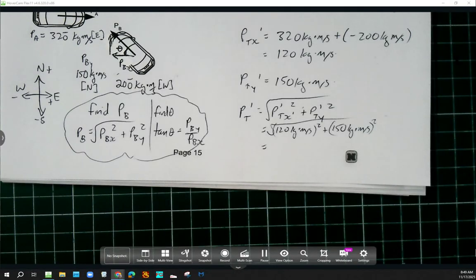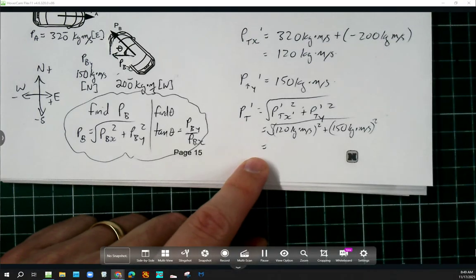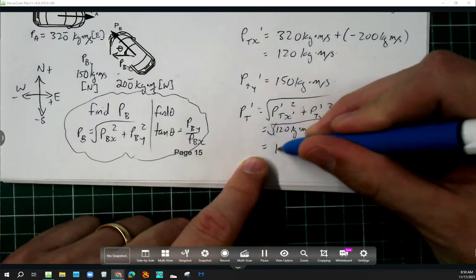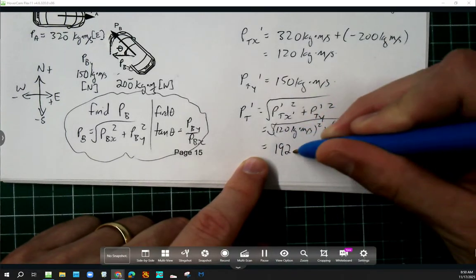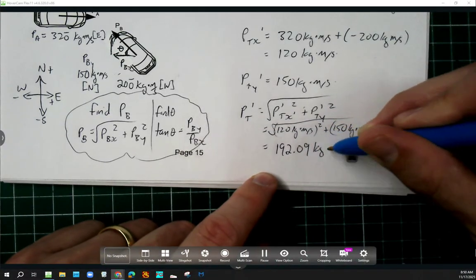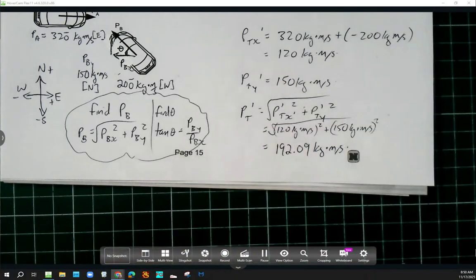What's the total momentum of this thing? This is when I don't have pre-calculated, so we're flying by the seat of our pants. What do you guys get? 192.09. Yeah, okay. Kilogram meters per second. Now the other thing that we're missing is the angle, right?